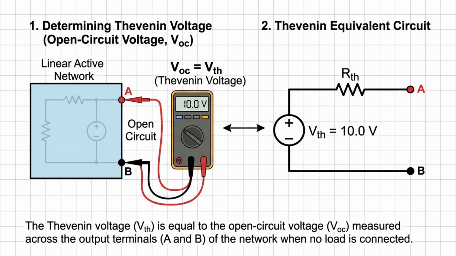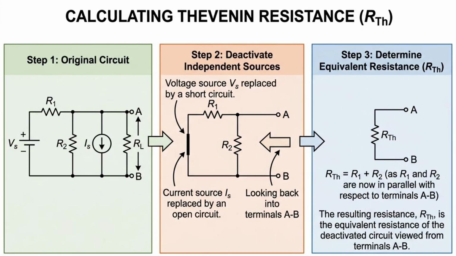The Thevenin voltage is the open circuit voltage measured across the output terminals when no load is connected. This voltage represents the electrical potential available from the network. The Thevenin resistance represents the equivalent resistance seen when looking back into the circuit terminals. To calculate it, independent voltage sources are replaced by short circuits and independent current sources are replaced by open circuits. The resulting resistance viewed from the terminals becomes the Thevenin resistance.